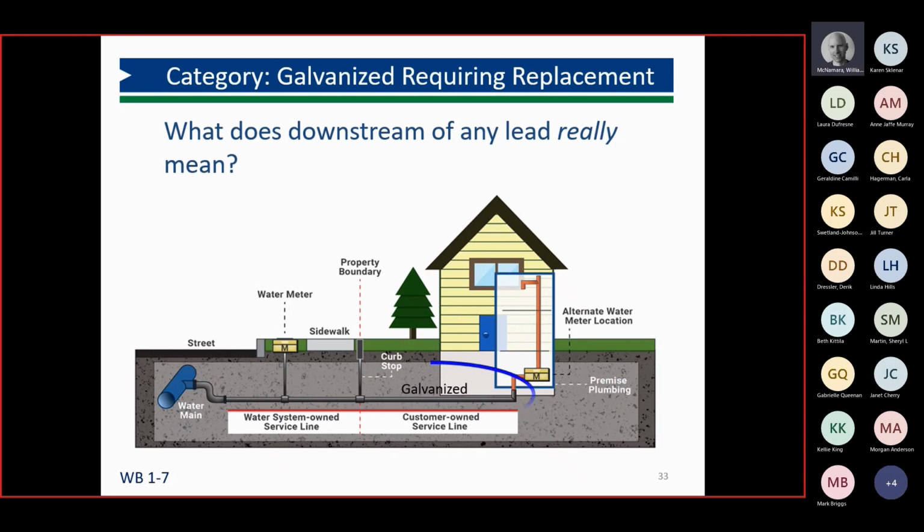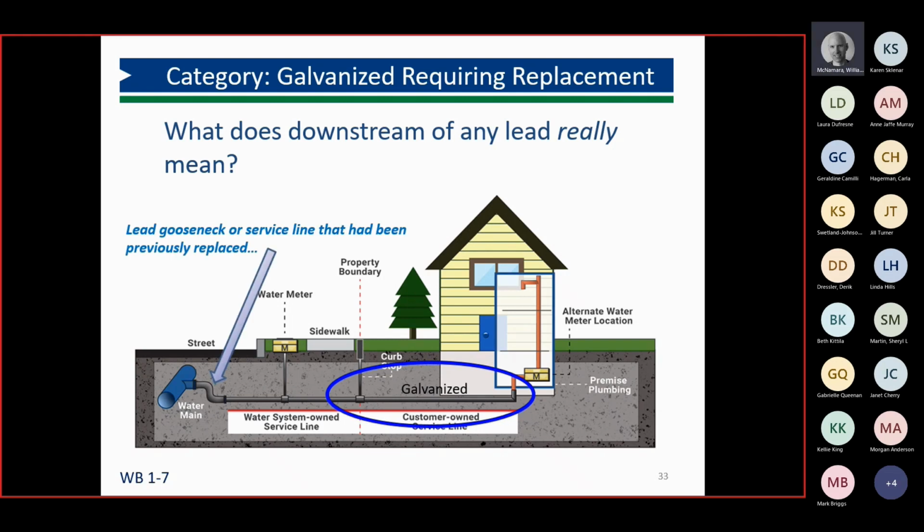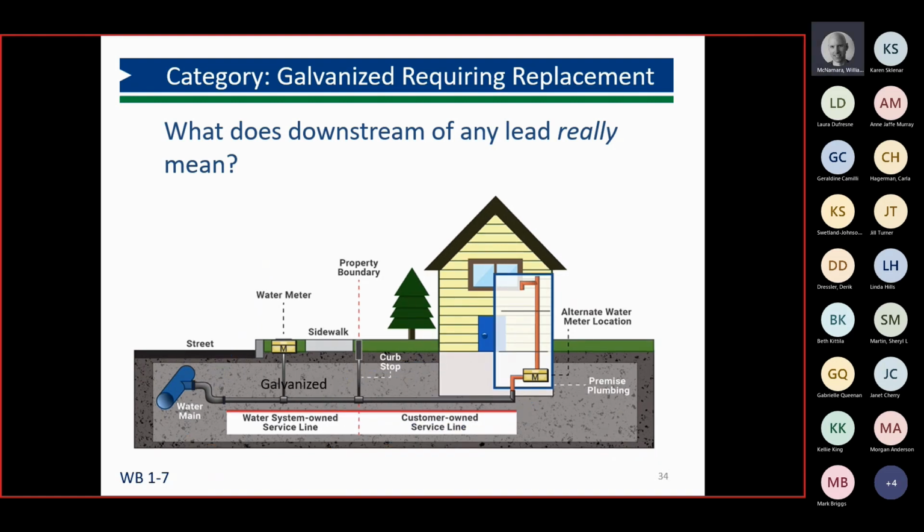So for example, if you have a galvanized line on the customer side, and there is a lead gooseneck or service line, let's say, that had previously been replaced on the water system side, that would be considered a galvanized requiring replacement service line, because it is upstream along the service line going into that home. Another example, galvanized line on the water system side, and there's a lead gooseneck that's still in place between the water main and that galvanized line. That is a source of lead upstream of the galvanized line, so that would be considered galvanized requiring replacement.